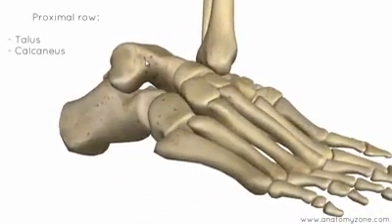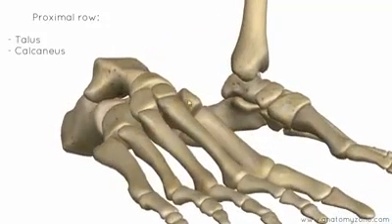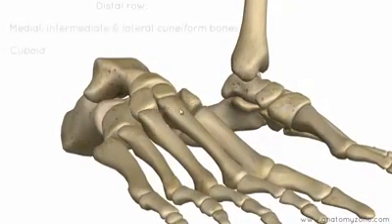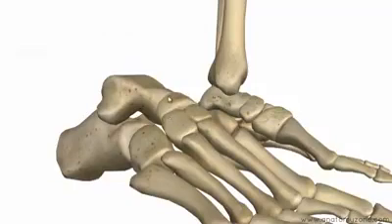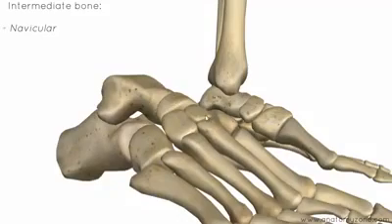So you've got a proximal row with the 2 large bones, the talus and the calcaneus, and you've got a distal row which contains the 3 cuneiform bones, and laterally you've got the cuboid bone, and then you've got an intermediate bone called the navicular which sits in between the proximal and the distal row of tarsals.